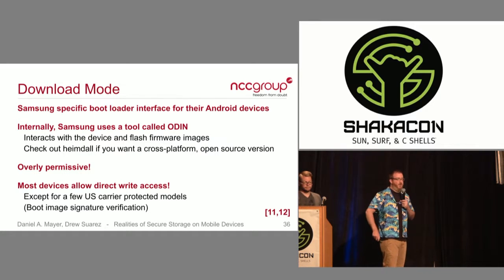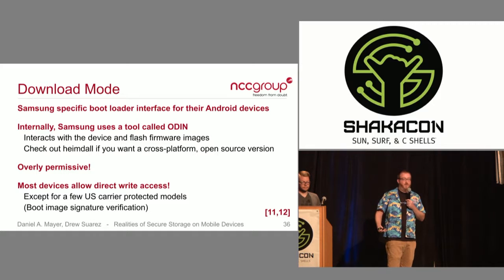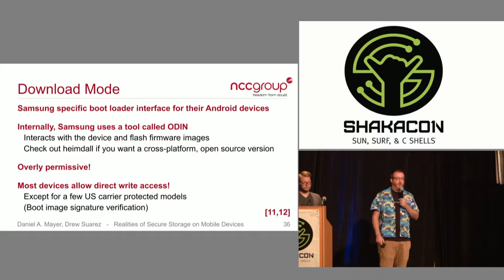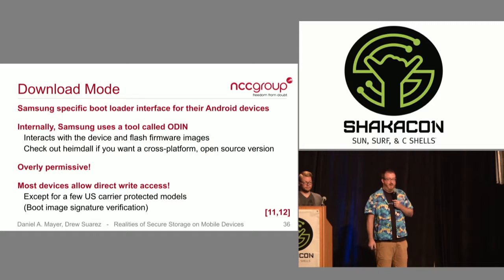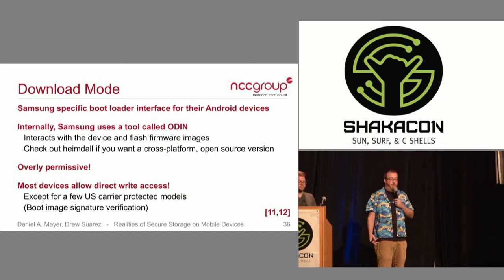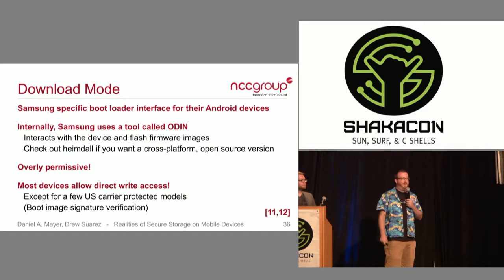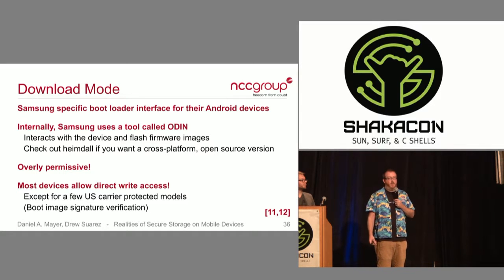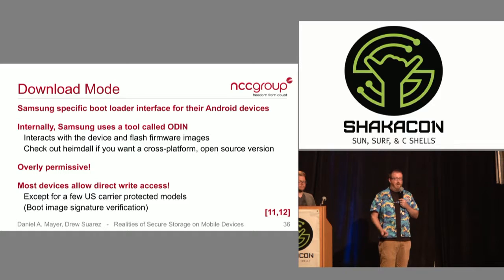If you saw my talk last year here at ChakaCon about Android firmware images and building your own images, I talked a little bit about download mode. But this is a very scary thing that exists on every Samsung device. It's their own custom bootloader implementation, and internally Samsung uses a pretty terrible piece of software called Odin. It's Windows only, but using this you can potentially overwrite any partition on the internal storage with a firmware image that you provide.